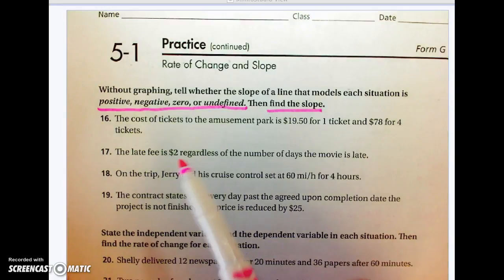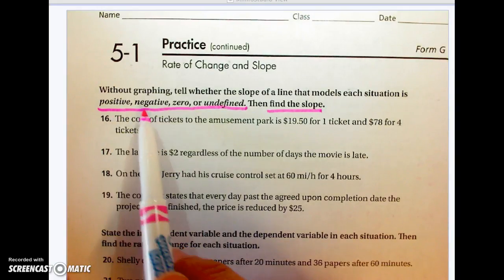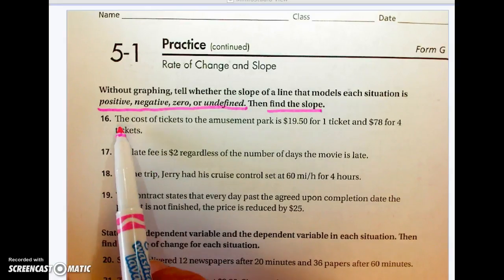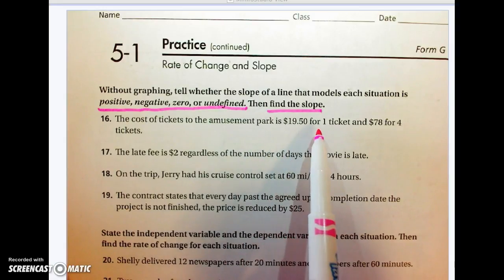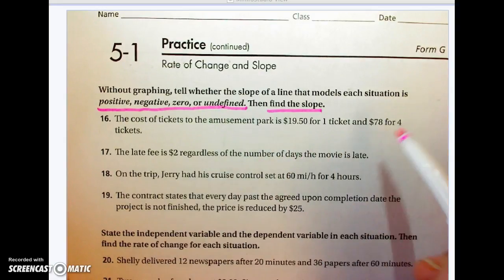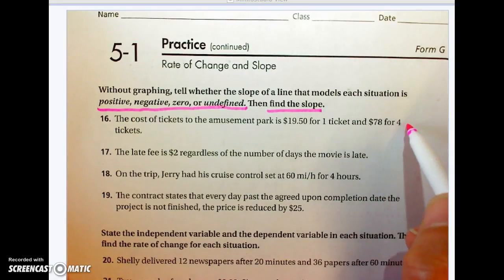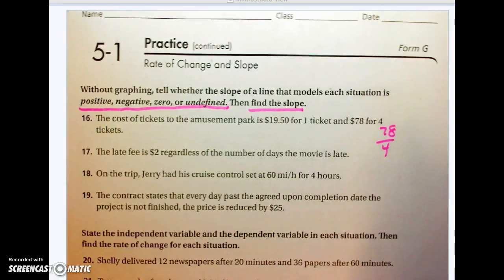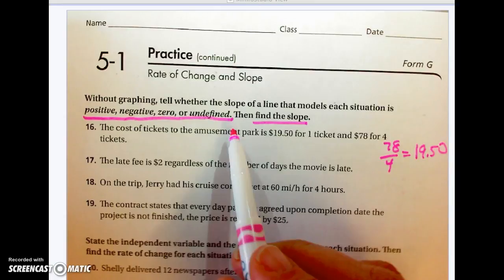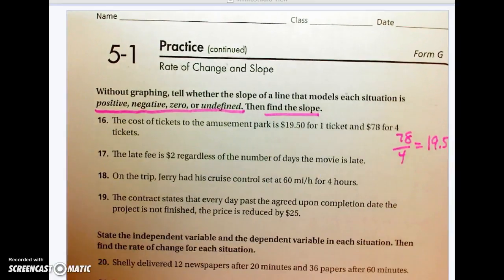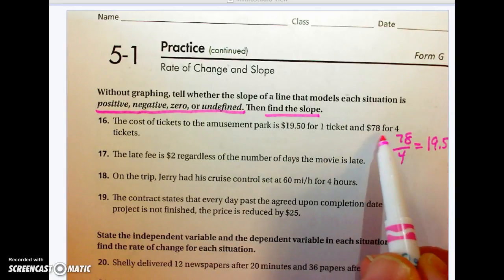So we have to decide if our graph is positive, negative, 0, or undefined. The cost of the tickets to an amusement park is $19.50 for one ticket and $78 for 4 tickets. If I take the $78 and divide by 4 in the calculator, I get $19.50. So I know that my rate is the same. And at 1, I'm at $19.50. At 4, I'm at $78.